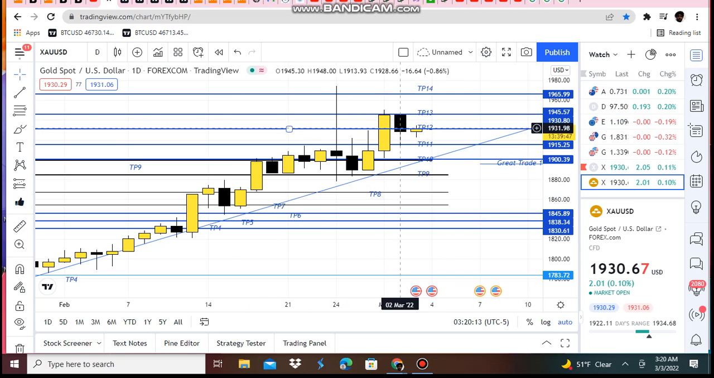Okay, overall we're still in a downtrend. I feel like it wicked off of take profit 12 on a daily. Starting March 3rd, 2022, we see price wicking off of take profit 12, 1933, and heading back down. Right now it's at 1930.